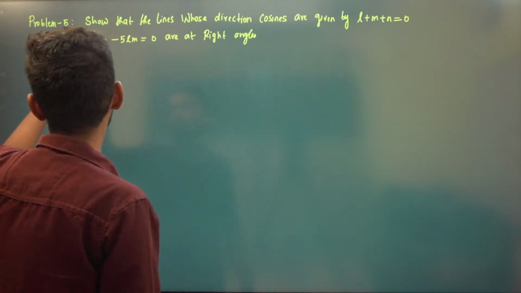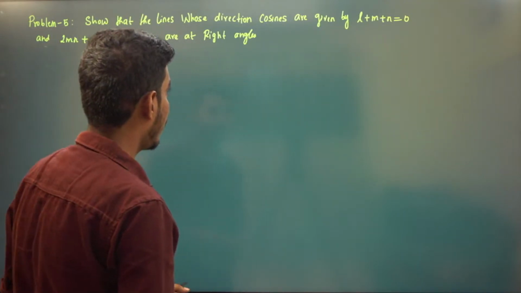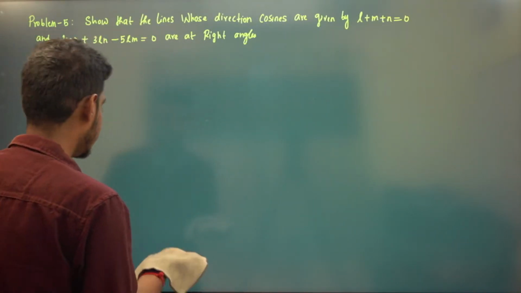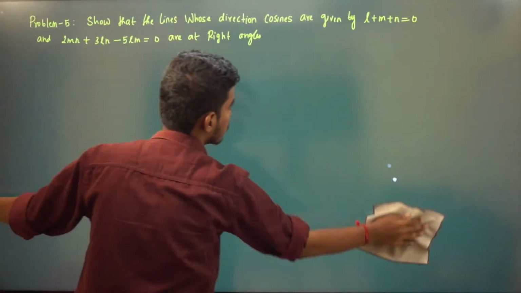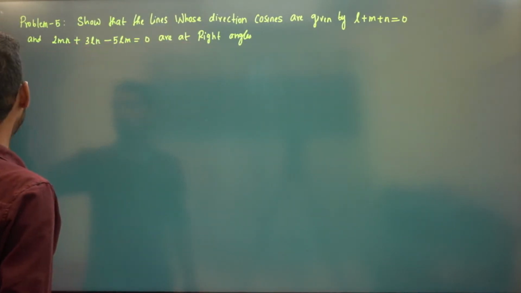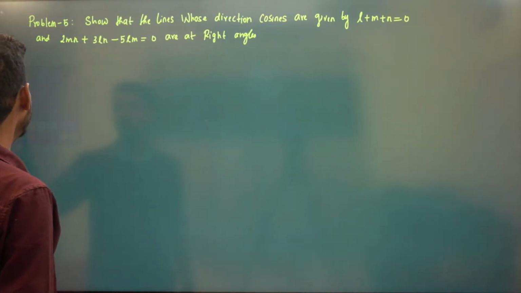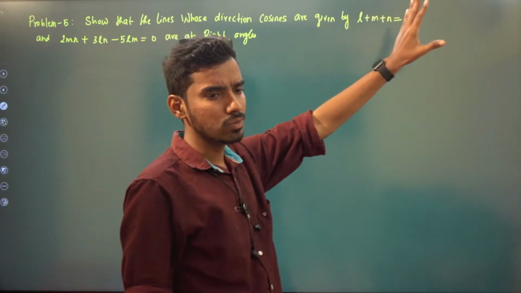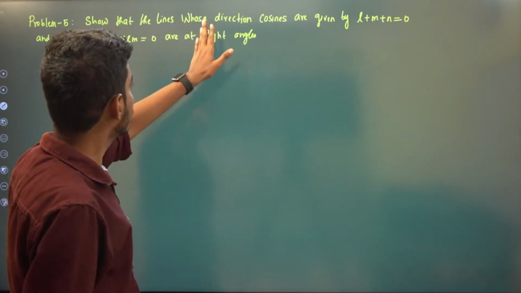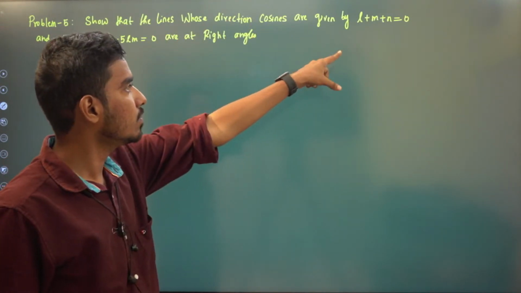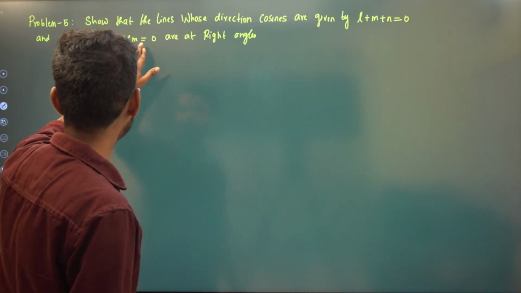Problem 5 is: show that the lines whose direction cosines are connected by these relations are at right angles. So they have given the two lines whose direction cosines are connected by these relations. This is somewhat similar to the previous problem we did, but there is one twist. Show that the lines whose direction cosines are given by l + m + n = 0 and 2mn + 3ln - 5lm = 0 are at right angles.